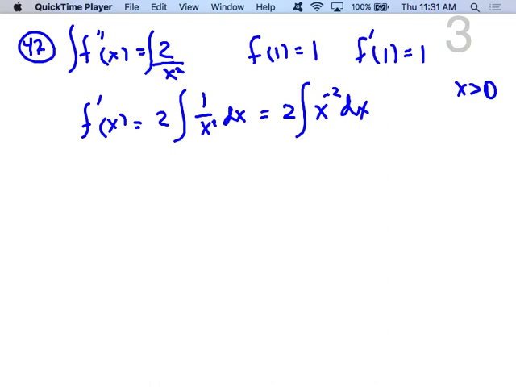That's better. This we can do. That's not a natural log problem. So raise it by 1. -2 times x to the -1 plus c, which is -1 over x plus c. Where did the 2 go? What 2? Oh, it disappeared. This 2? Yeah. It's right there.